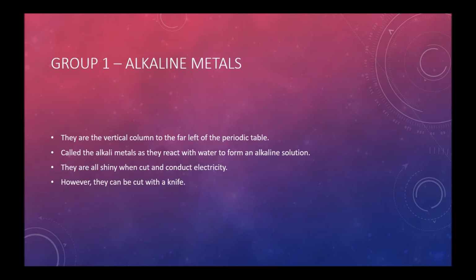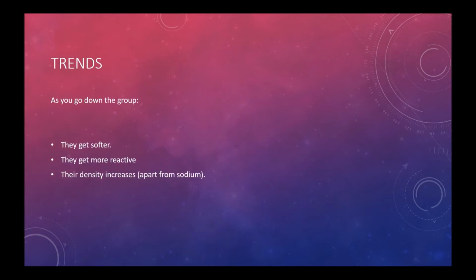So group 1, which are the alkali metals, are the vertical column on the far left of the periodic table. They're called the alkali metals because when they react with water they form an alkaline solution, which is usually a metal hydroxide. They're shiny when cut, and they also conduct electricity, but unlike most metals, they can be cut with a knife, so they're quite soft.